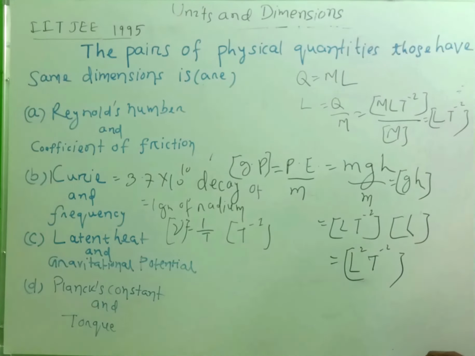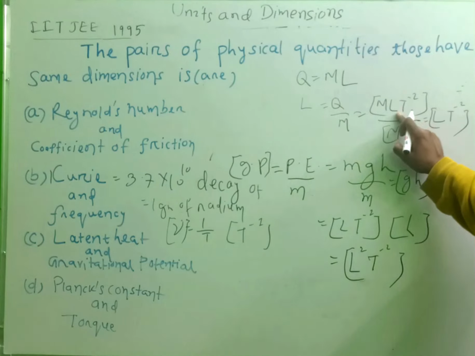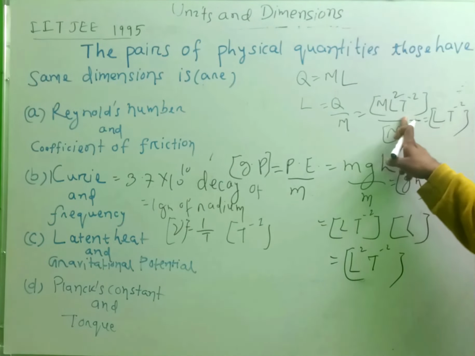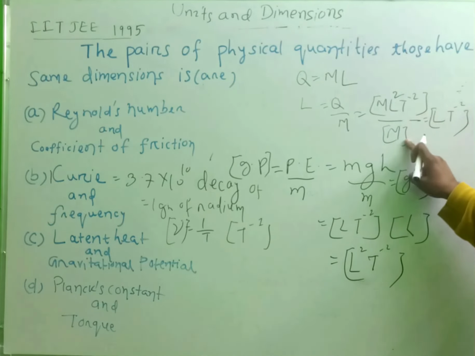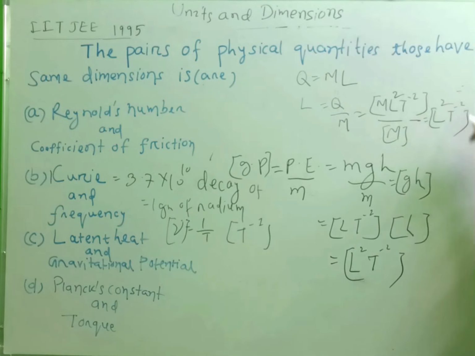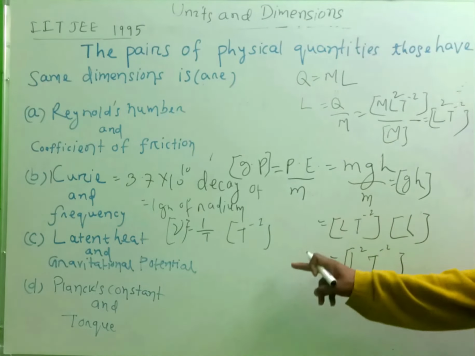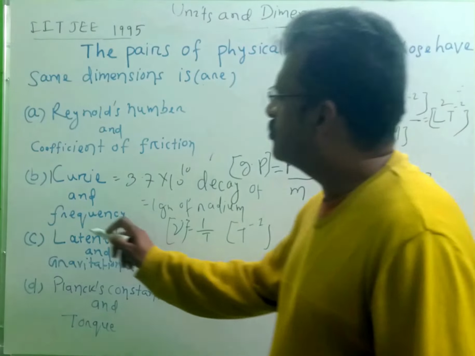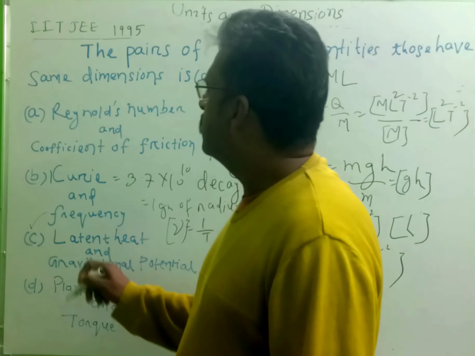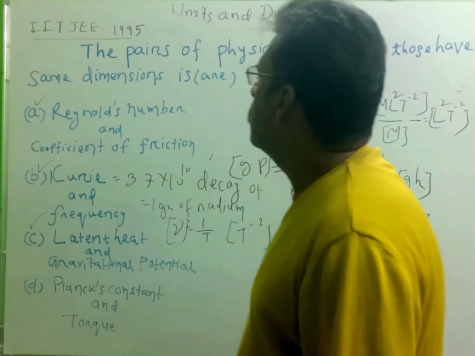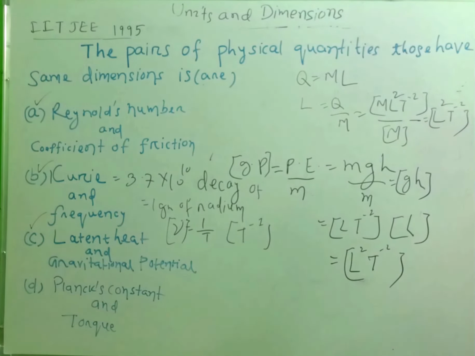Okay, students, and sorry, I wrote here L. This is ML^2 T^-2. Heat is one form of energy, and every form of energy is ML^2 T^-2, divided by m is L^2 T^-2. This is also L^2 T^-2. So latent heat and gravitational potential also have the same dimensions. Curie and frequency have the same dimensions. The Reynolds number and coefficient of friction also have the same dimensions.